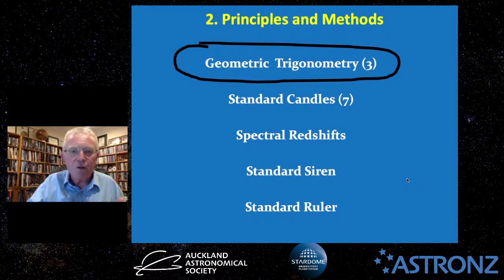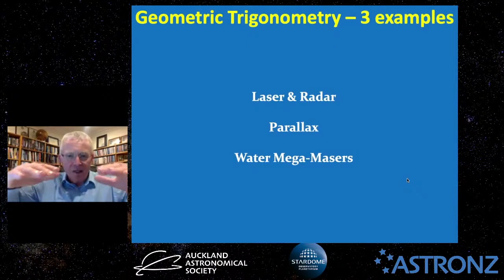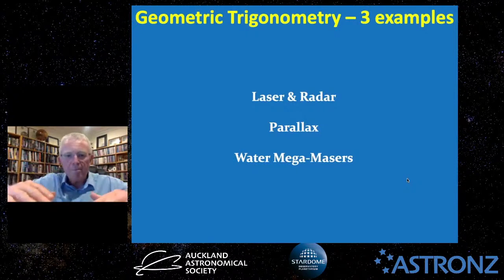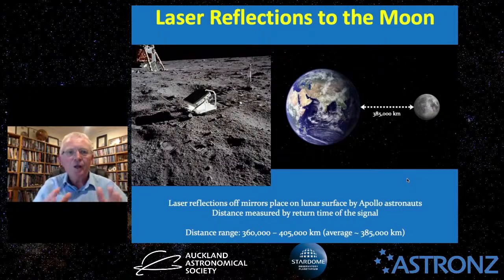So let's go on and talk about geometric trigonometry. Brush up on your high school math. I've split this into 3: laser and radar, parallax, and water masers. So, laser and radar. Laser reflections to the moon.